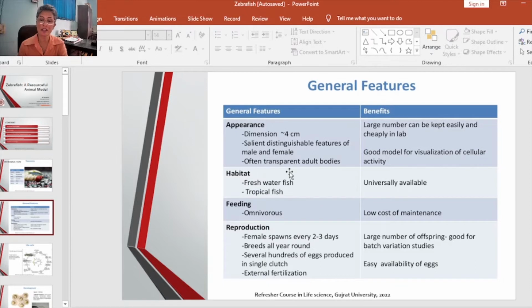Now, general features: it is approximately 4 centimeters long, and sexual dimorphism is there. It is a freshwater and tropical fish. It is omnivorous, and the female spawns every 2 to 3 days. The breeding season is throughout the year, so there is no particular breeding season except that it is sometimes affected by temperature and light. The beneficial aspect of this fish is that it is universally available and low cost in maintenance.